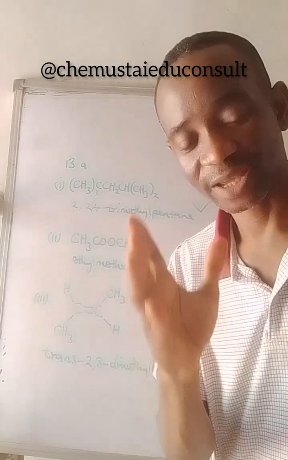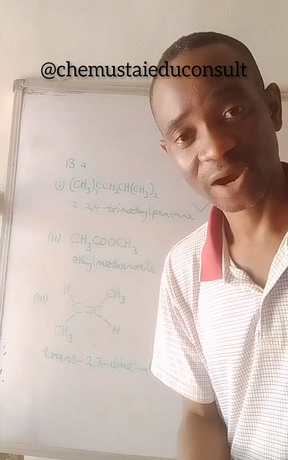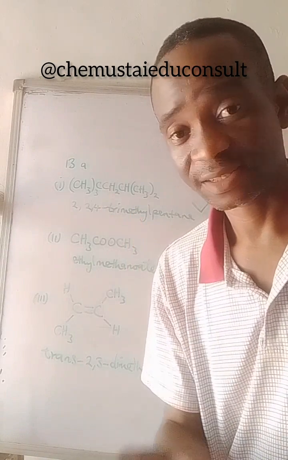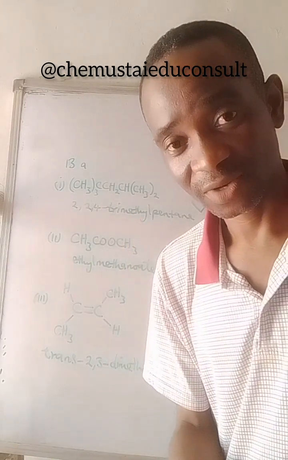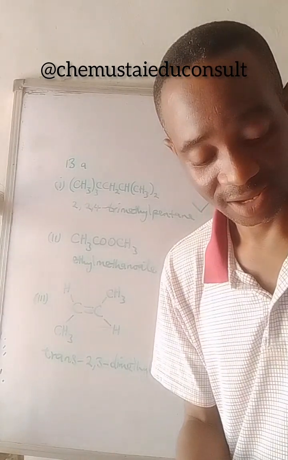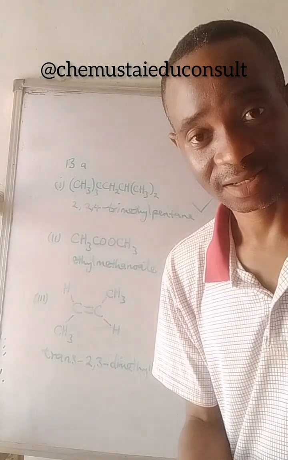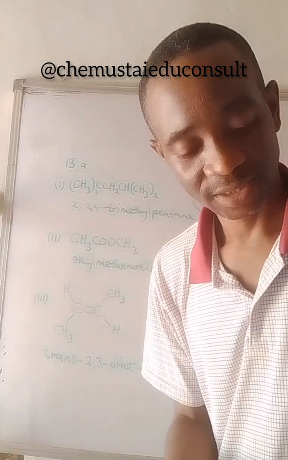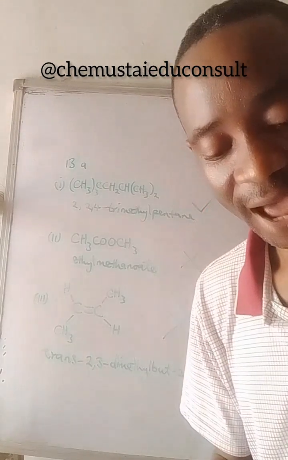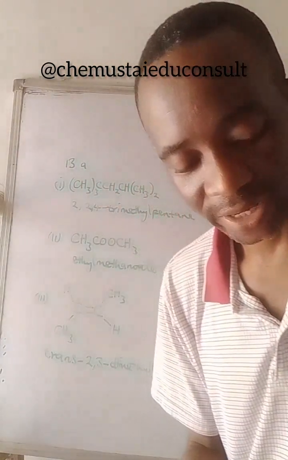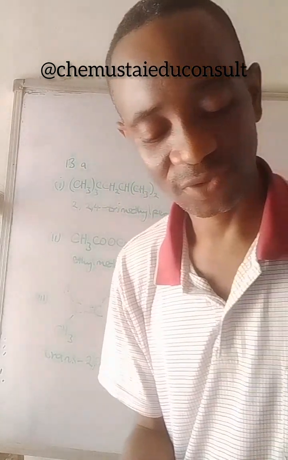I stumbled upon a question in a past questions and answers book that I found, and they solved a certain question incorrectly. The question is number 13A, 1988 chemistry theory question. It says, write the structural formula of I: 2,2,4-trimethylpentane, II: ethylmethanoate, III: trans-2,3-dimethylbutane. This is the question.